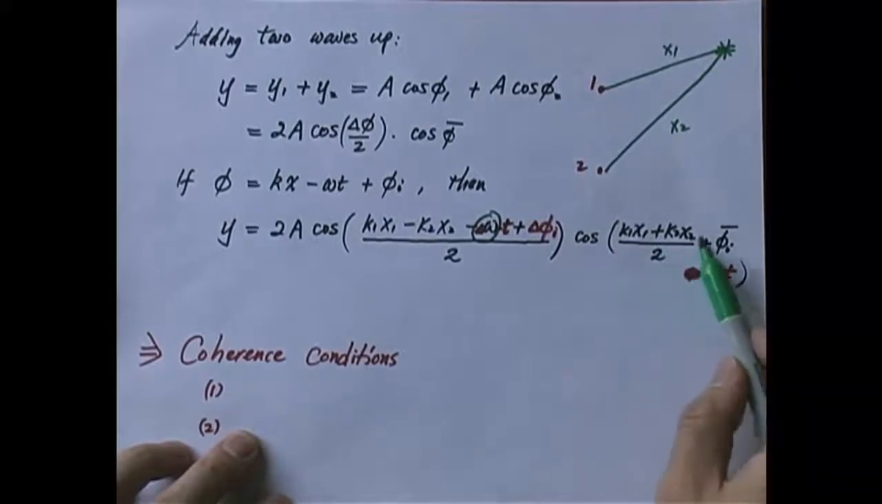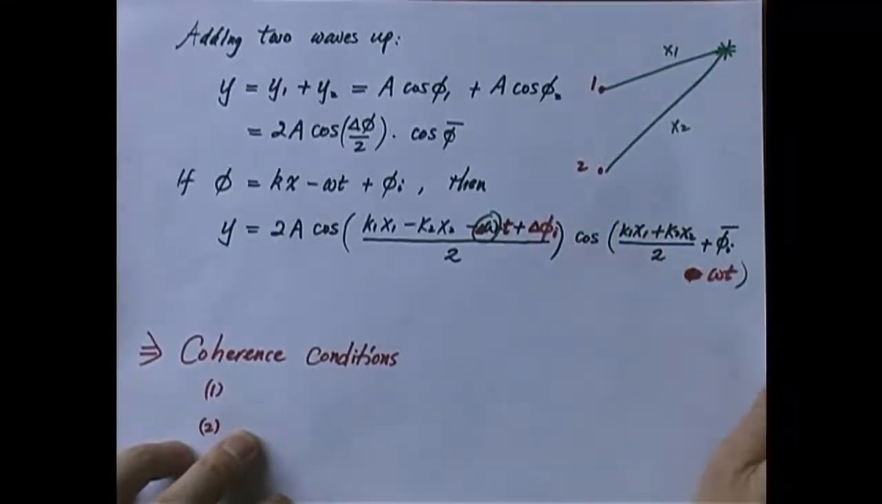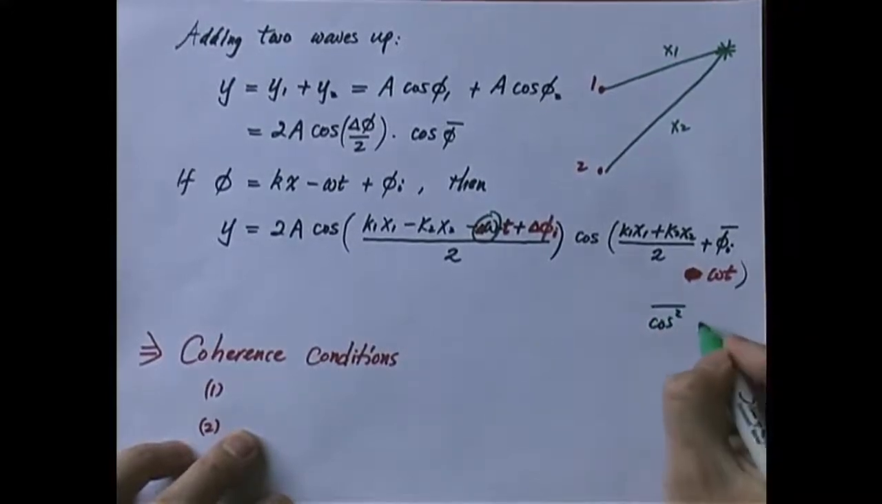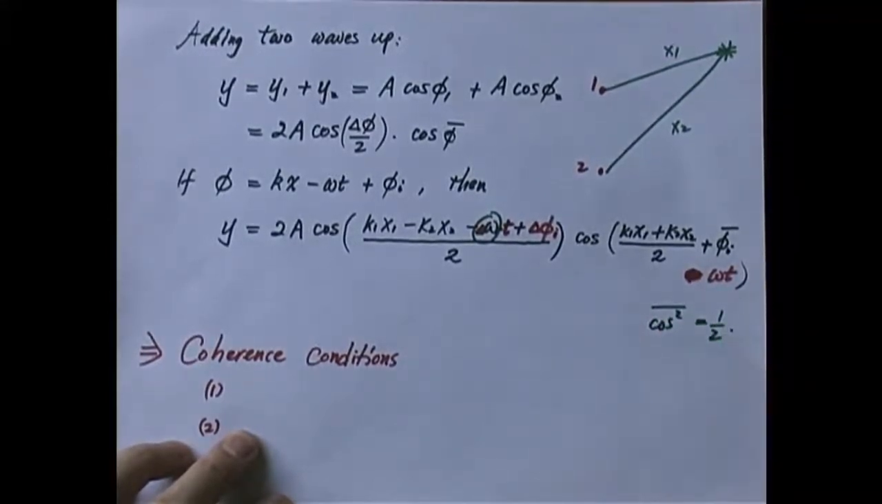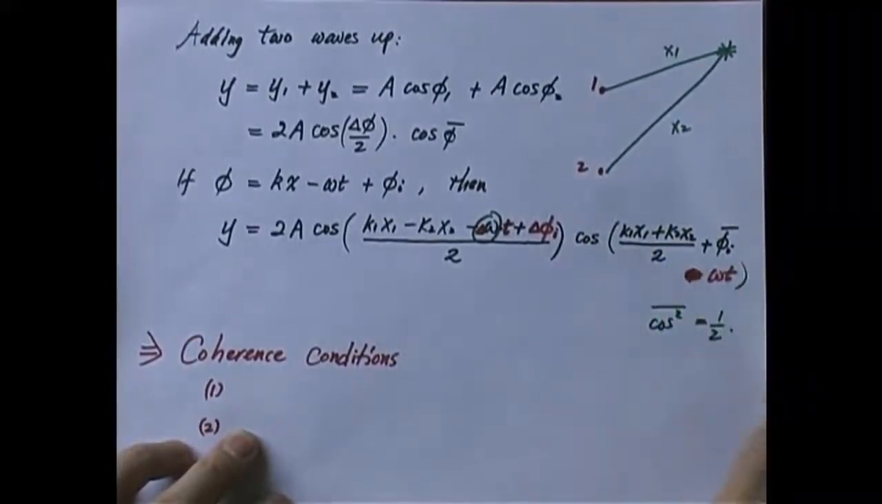Well, all these x1, x2, all these are constants. They don't change over time. The only term that changes over time is negative omega t, right? What is the time average value of a cosine omega t function squared? That equals 1/2, all right? Cosine average squared over one cycle equals 1/2. Just like sine squared equals 1/2. All right, so this term, when you take the time average, is just 1/2. Nothing else will show up.